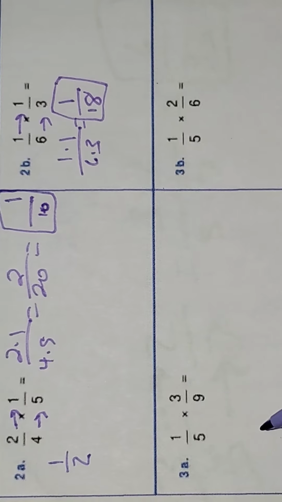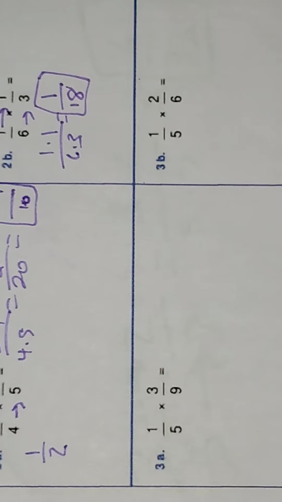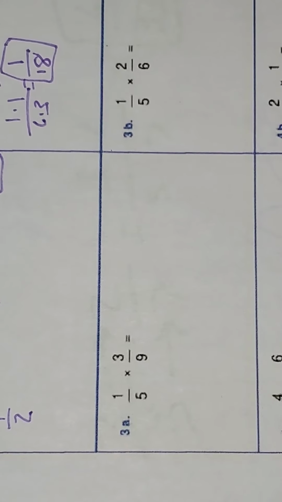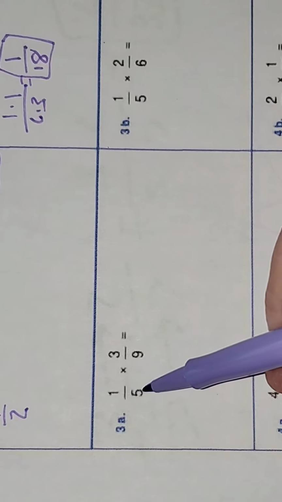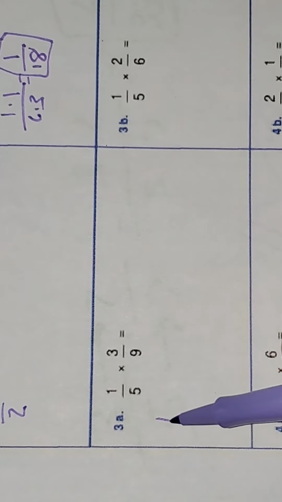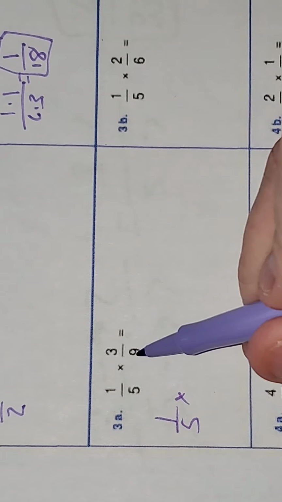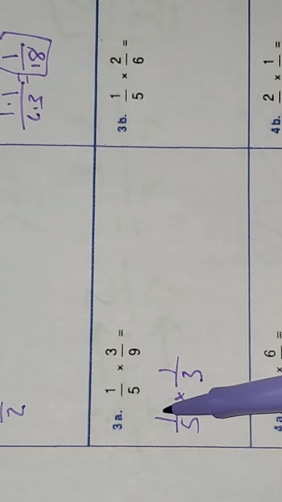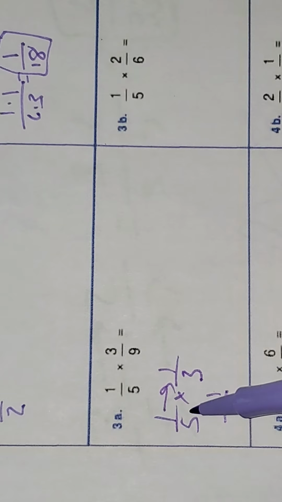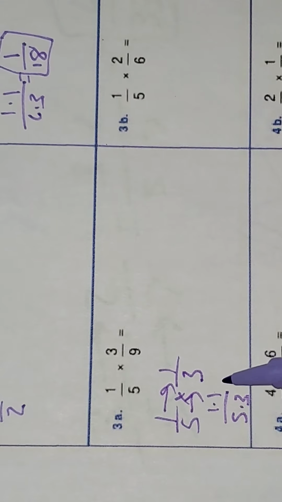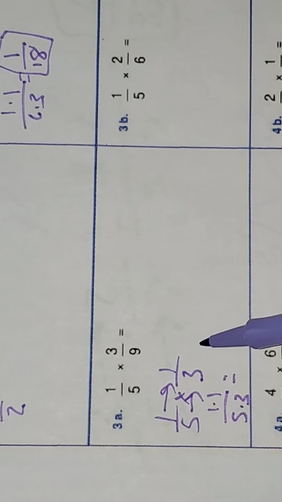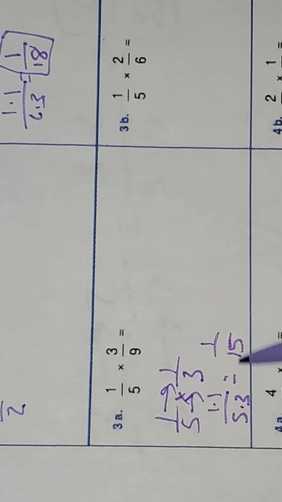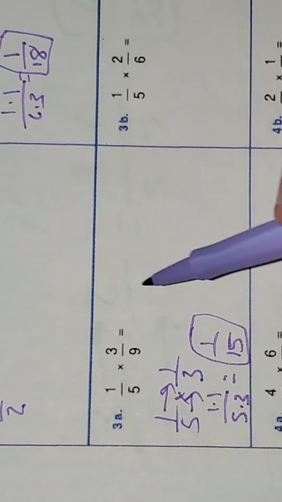Down here, I'm going to show you both of these ways in case you did go a little bit shorter. Okay. 1 over 5 does not reduce, but we'll rewrite that. 3 over 9 becomes 1 over 3. We can multiply 1 times 1 over 5 times 3 and get 1 over 15. That would be our final answer.